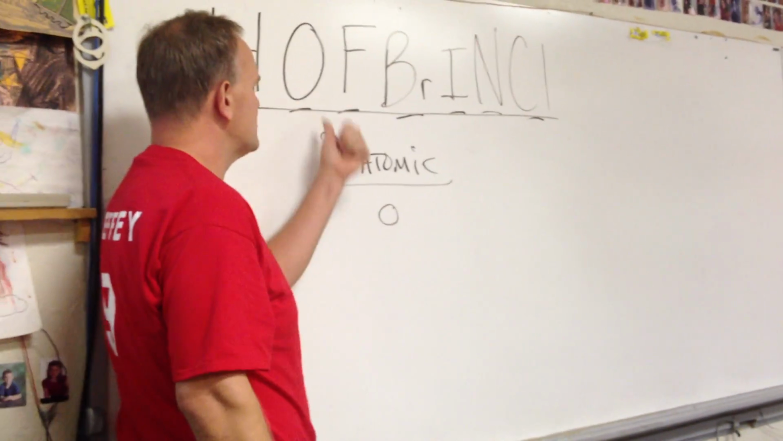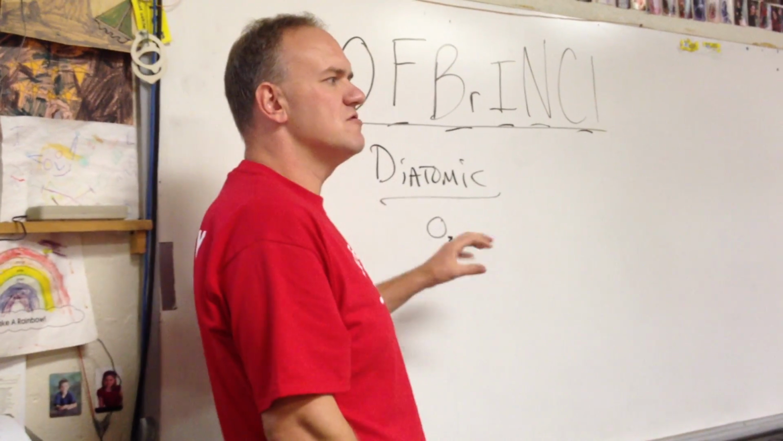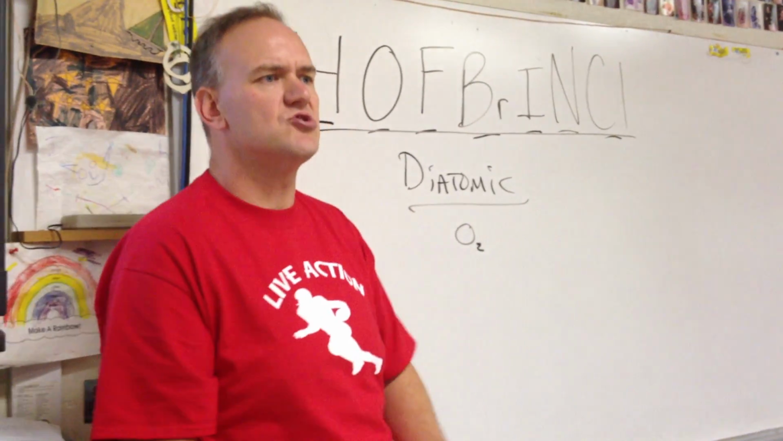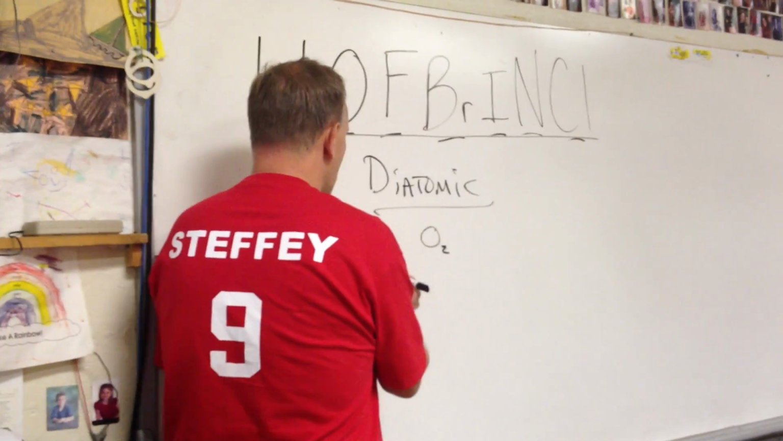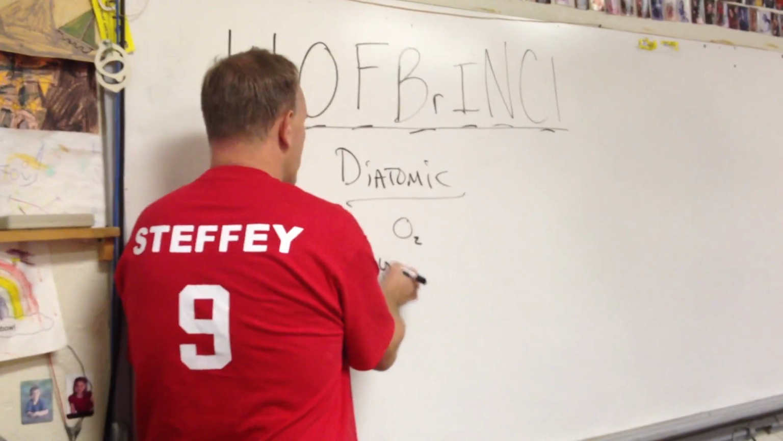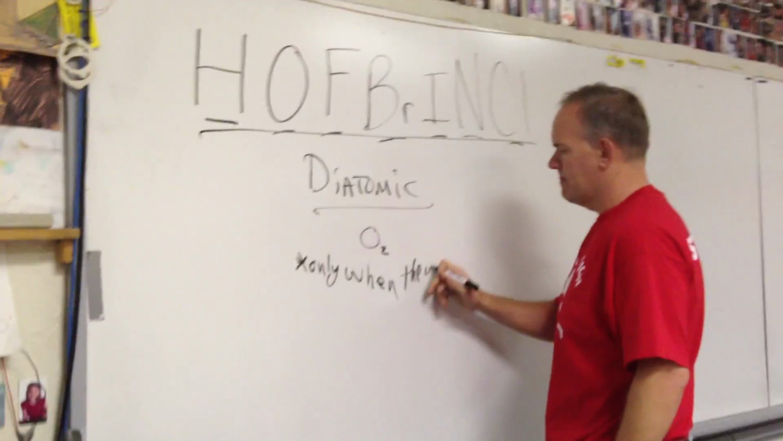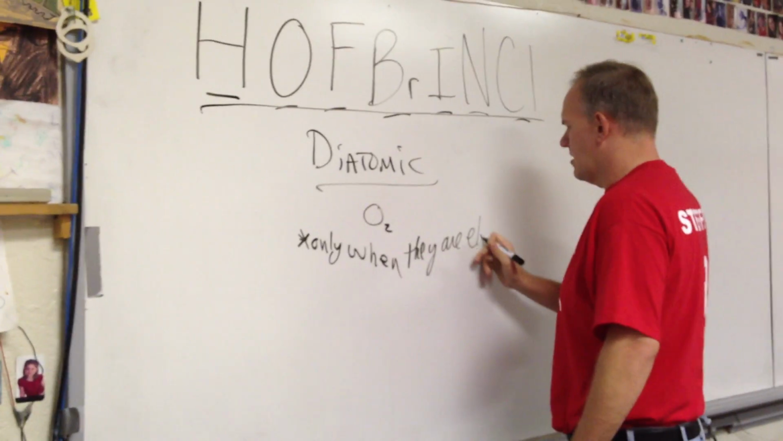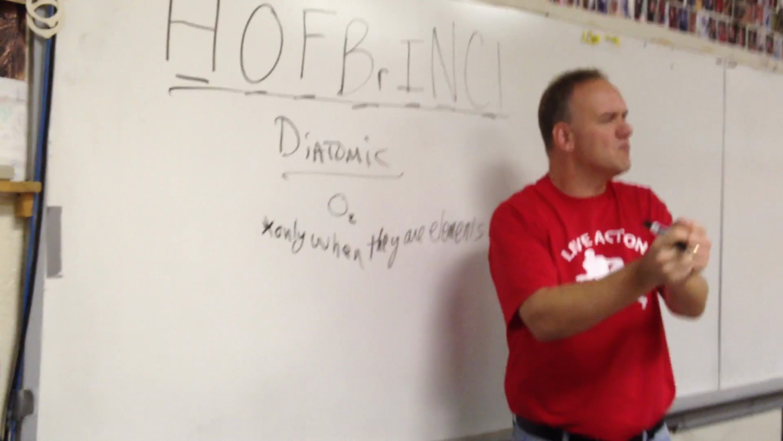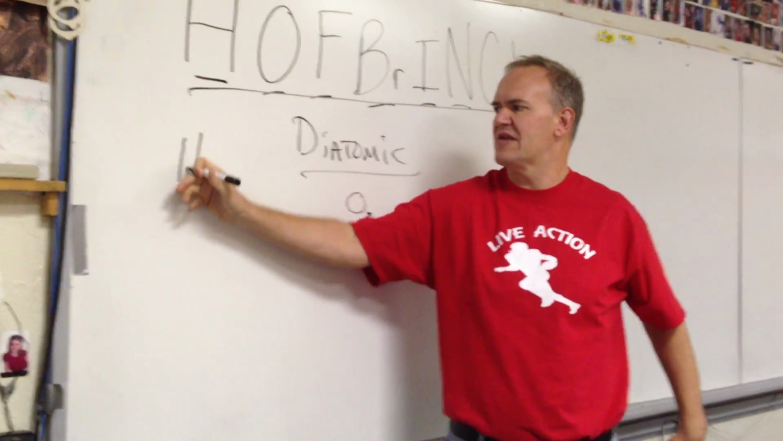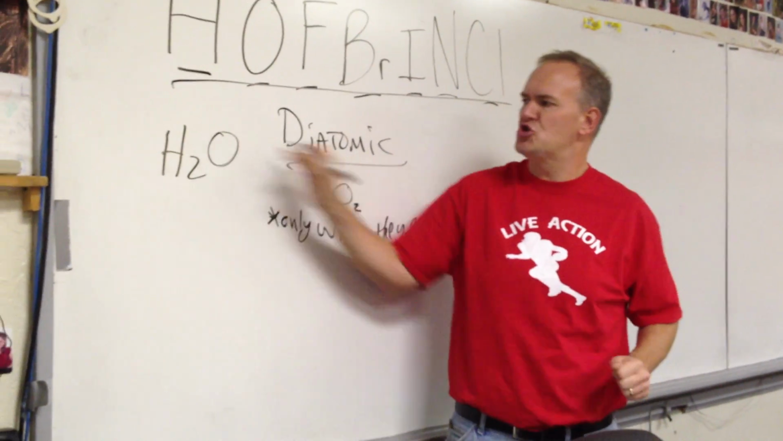You wouldn't ever just have an oxygen atom. You would have a pair of oxygen atoms. So if you're writing a chemical formula for oxygen, it would always be O2. But only when they are elements. In other words, when are you not an element? You're not an element if you've been combined with something else. Water, for example. Water's not an element. It's got 2 elements put together, H2O.